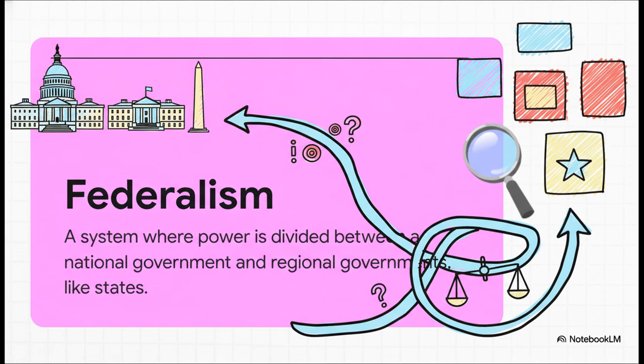So the textbook definition is pretty simple. Federalism is a system where power is divided between a central, national government and various regional governments, like our states. But I want you to think of it less as a neat division and more like a constant tug of war, a negotiation over who has the power to do what that's happening every single day.